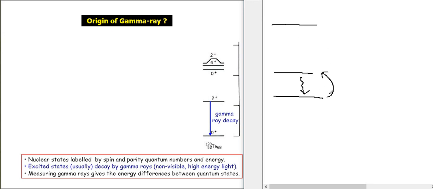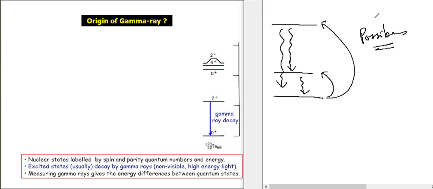Now of course, if the nucleus gets excited to this next higher level, there can also be another possibility. This gamma ray can go to this subsequent level or it can go directly to the ground level. So this you have to check through the level scheme. These are the possibilities.